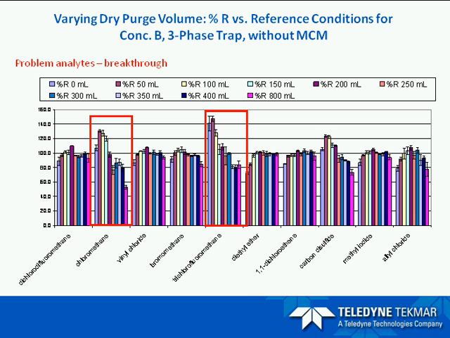Very interesting finding. Now, here are the earlier eluting compounds highlighted in red in this plot. Chloromethane, trichlorofluoromethane. They exhibit losses at very large dry purge volumes. These data were collected on a 3-phase hydrophilic trap using Concentrator B without the employment of moisture control.